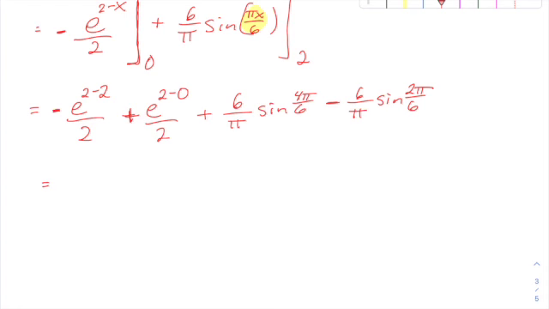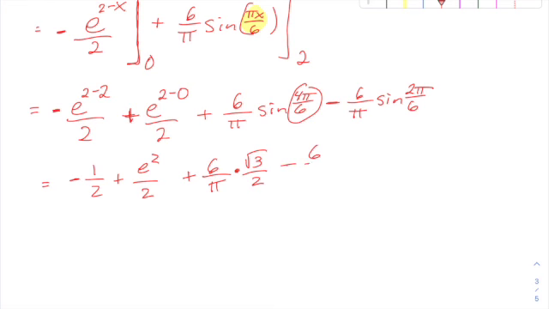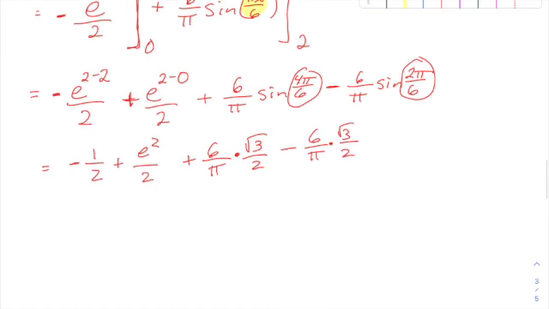2 minus 2, that's e to the 0, which is again 1, so we're going to get negative 1/2 plus e squared over 2. And what's kind of nice here is that when you do simplify those, that's sine of 2 pi over 3, like we said, and sine of 2 pi over 3 is positive root 3 over 2, your quadrant 2, where sine is positive, minus 6 over pi times sine of pi over 3, and sine of pi over 3 is quadrant 1, where everything's positive. So these two values actually cancel each other out.